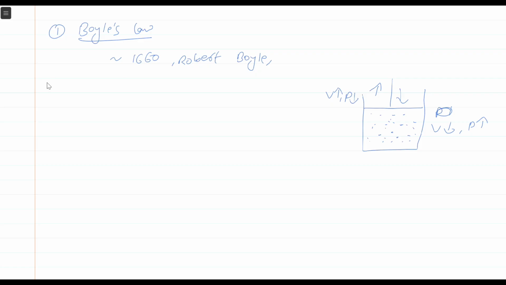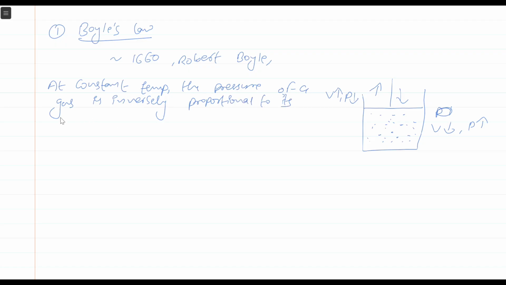So he formulated a law: at constant temperature, the pressure of a gas is inversely proportional to its volume. This is the law that Boyle gave. At constant temperature, the temperature should be constant, the pressure of a gas is inversely proportional to its volume.